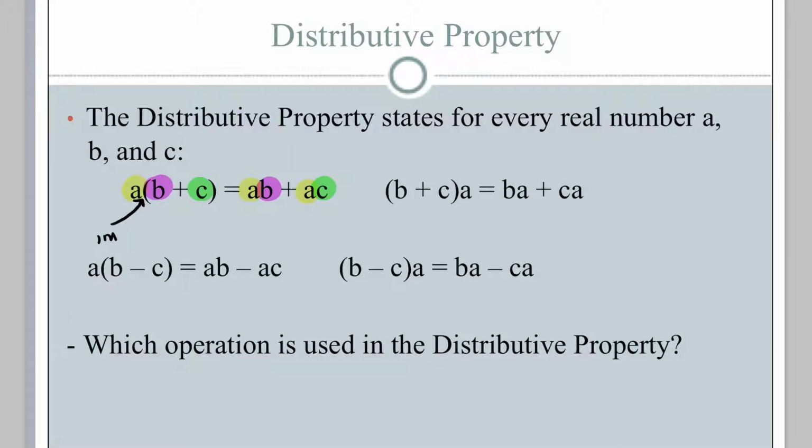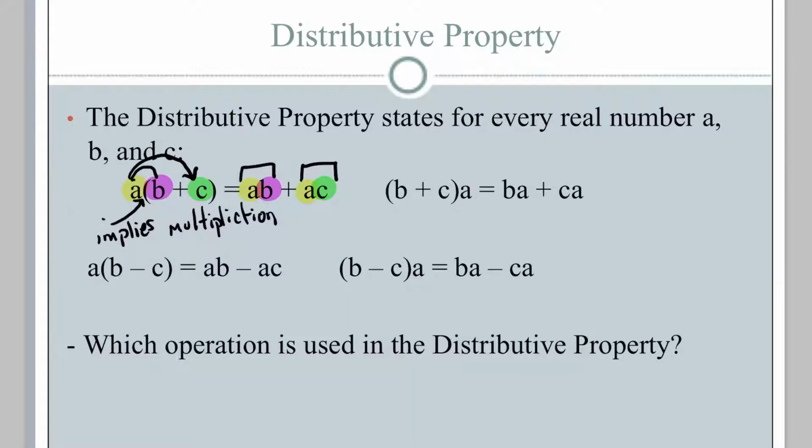this implies multiplication. When you have a number that is positioned next to either parentheses or a variable, the implication is that we are going to multiply. And what this is stating is that A times B plus C is the same as if we were to distribute the A to the B and the C and multiply the A times B, multiply the A times C, and then add them to each other.